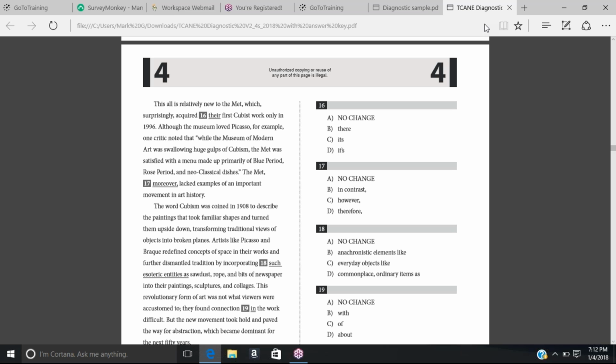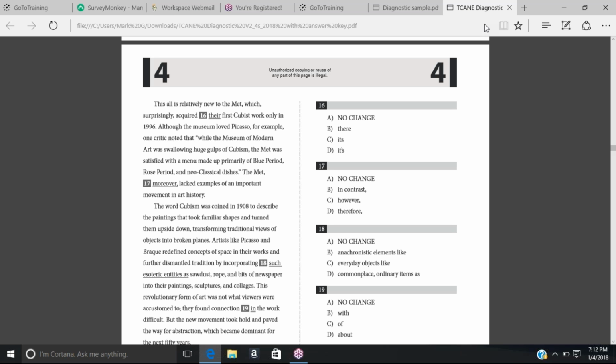It's not common. And they would like to have a replacement in 18 that means esoteric by incorporating such esoteric entities. What they like to do is to say... I shouldn't have said that it means esoteric. It's because they're not esoteric. I said that badly. Undo. I apologize. They're not themselves esoteric. They are the common things. They are sawdust, rope, bits of newspaper. And thus, C and D as answer choices are pretty good.